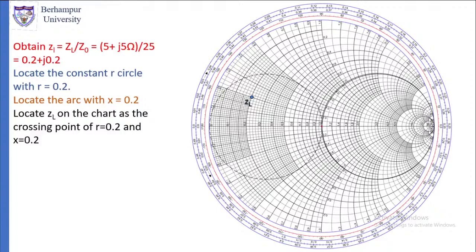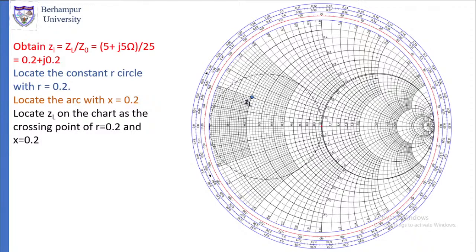Once you have done that, then locate X equal to 0.2. How will you do that? Look at the rim. On the rim, these values are written: 0, 0.1, 0.2, and so on. Locate the point which corresponds to 0.2. X equal to 0.2 is positive, so you will look at the upper half. On the upper half, on the rim, look for 0.2.